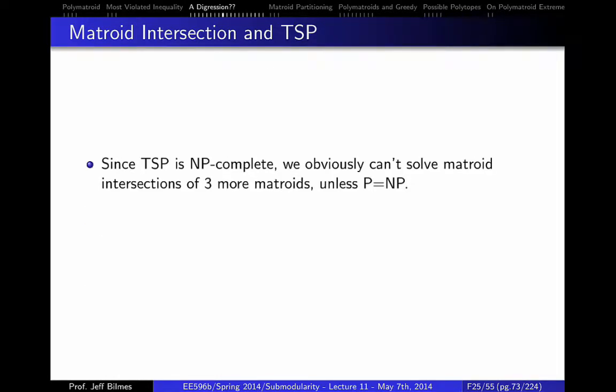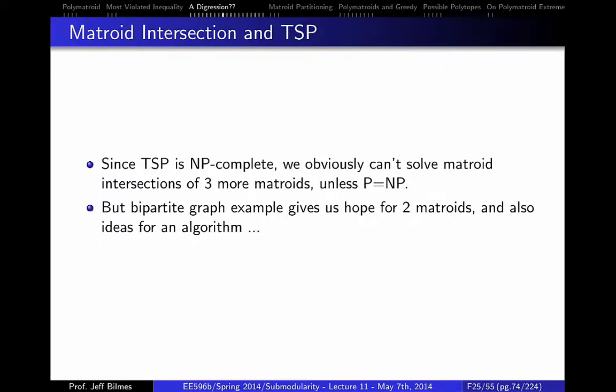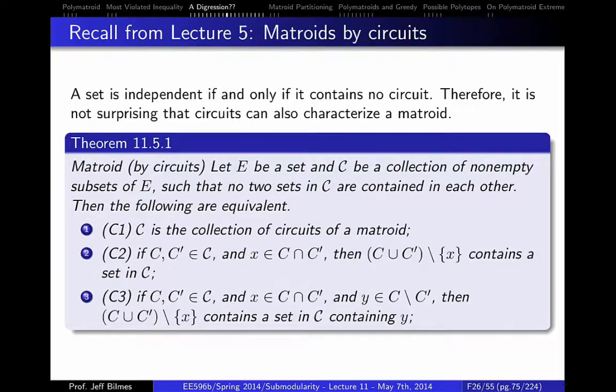But we can do two matroids. So that's already said. The traveling salesman problem is NP-complete, so we can't solve the n matroid intersection problem. But what we can do, we saw this bipartite graph case, and we're going to see that we're going to be able to do it for two matroids.